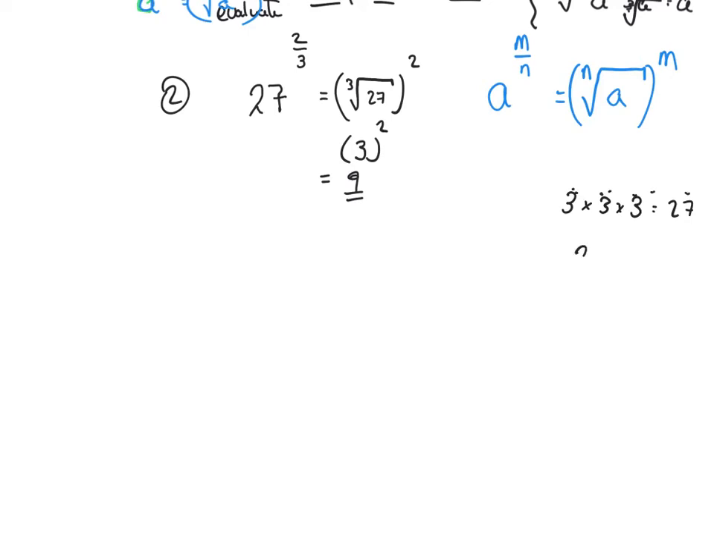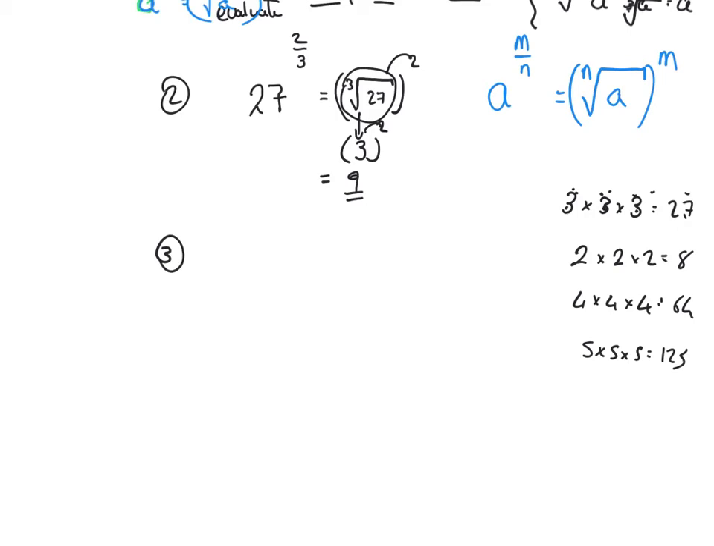You would just try a number and see what happens. So if I tried 2, it doesn't work, because that gives me 8. If I tried 4, that doesn't work, because that gives me 64. If I tried 5, that doesn't work, because it gives me 125. But if I try 3, 3 times 3 is 9, times 3 is 27. So the cube root of 27 is 3, and then it's 3 squared, 3 times 3, that's 9.